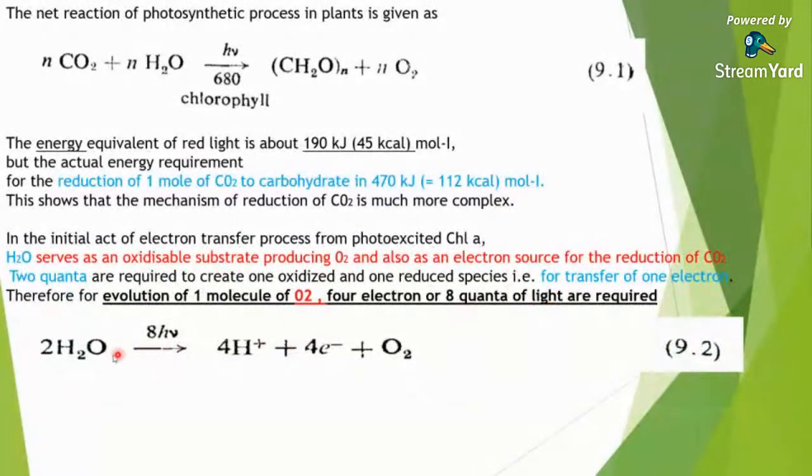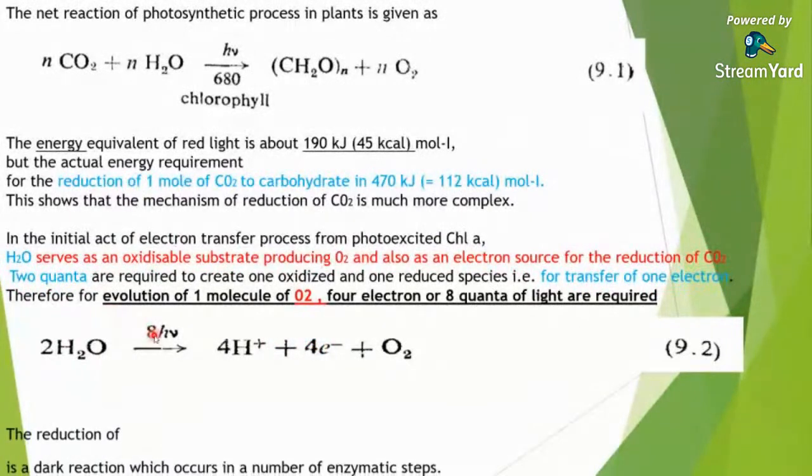This is the process for water, and this question is asked in exams: prove how 8 quanta are required for the evolution of one molecule of O2. So you just have to write all this. Two water molecules will be broken down into 4 H plus ions, 4 electrons and O2. As one electron requires 2 quanta, 4 electrons will require 8 quanta.